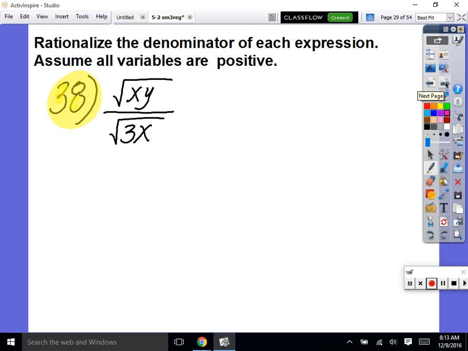So once again, there's many different ways to do this. You could go ahead and rationalize it right now, but I always put mine together and simplify first. Does everybody understand? Okay, so let's put this together under the same root. So on top we have xy, and on bottom we have 3x. Now I'm going to ask you a question. Think very carefully before you answer it.